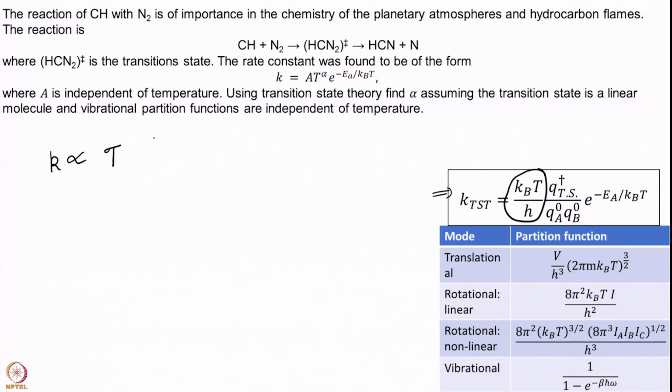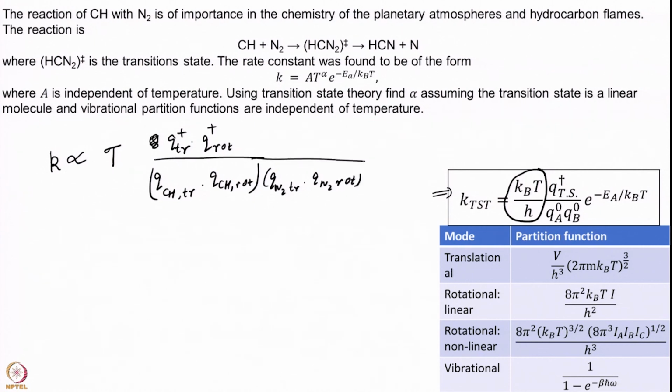So, that Q transition state will be Q translational into Q rotation, divided by Q CH translational into Q CH rotational, into Q N2 translational into Q N2 rotation. Okay, I have gotten rid of the vibrational part and the electronic part.